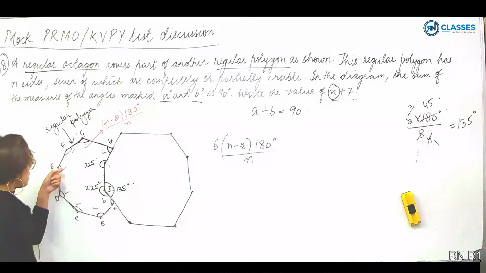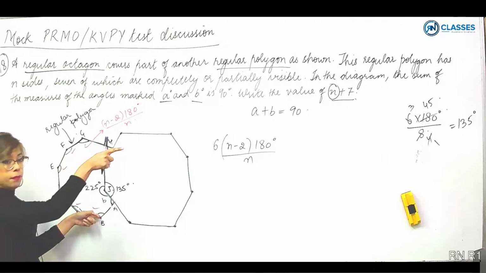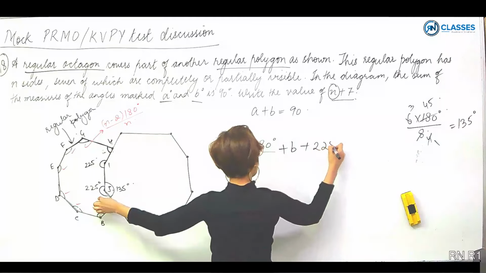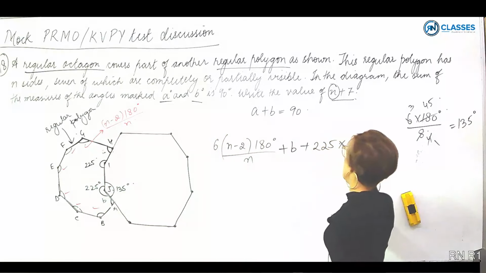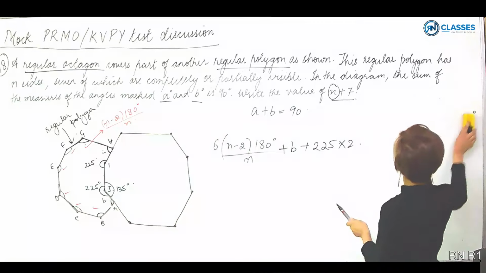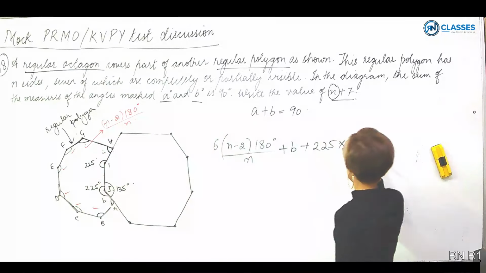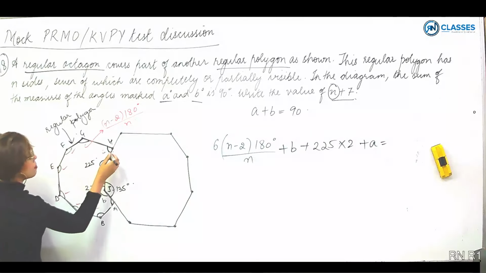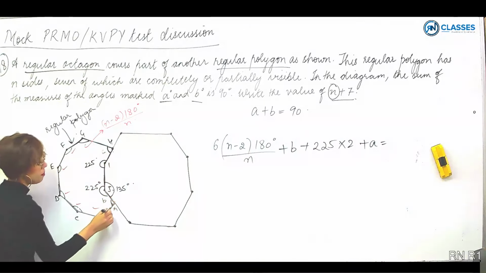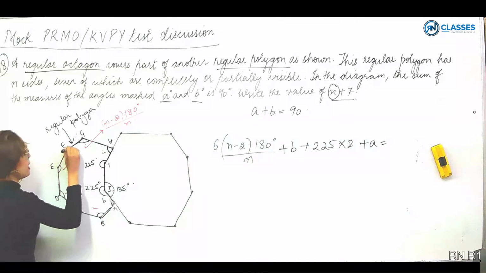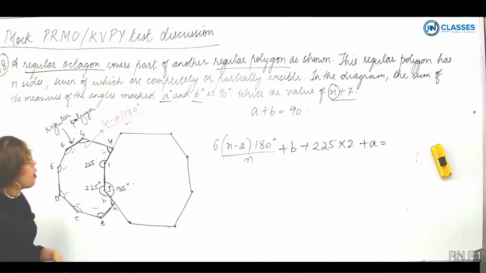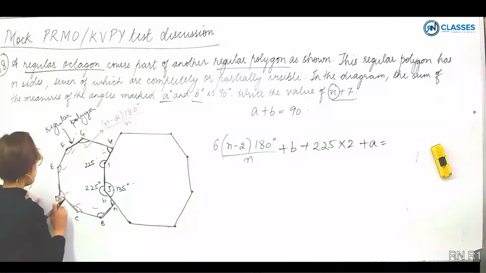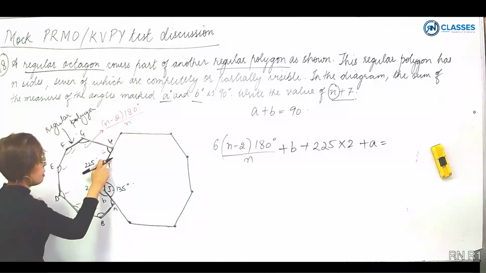So this plus this plus this plus this plus this plus this, already written, plus B plus 225 plus 225, so maybe I'll just multiply it by 2, plus this angle, which is A, is equal to. Now I can write the sum of all these angles, because I can see this is also a polygon. Can I see that? Obviously not a regular one, but it's okay. Now how many sides does this polygon have? Let me count. 1, 2, 3, 4, 5, 6, 7, 8, 9, 10, 11.